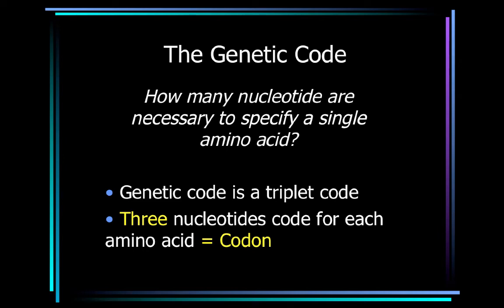All right, so now that you guys have a good idea of what the amino acids are and their primary and secondary structure, let's talk more about the genetic code and how many nucleotides are actually necessary to specify or code for an amino acid. So, a couple of important things right off the bat. First of all, the genetic code is in triplicate form or triplicate code. So, three nucleotides are going to code for each amino acid. And so we call this a codon.